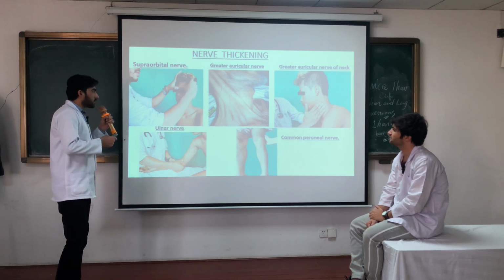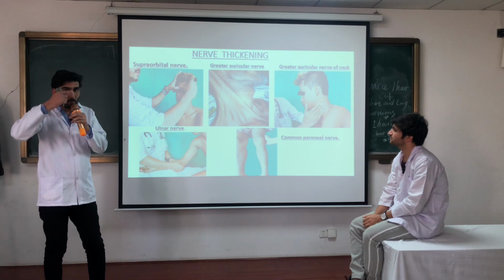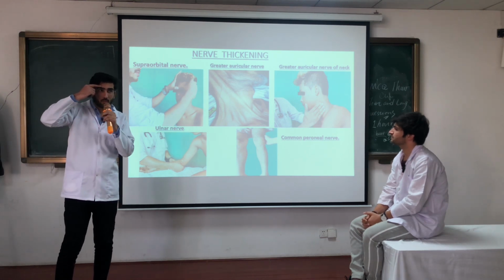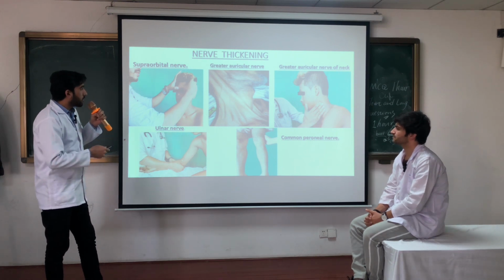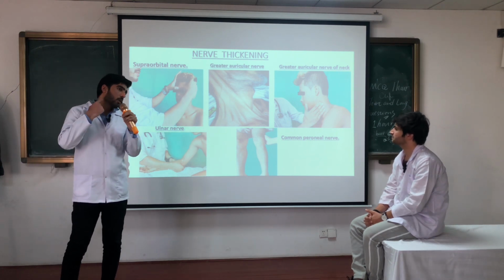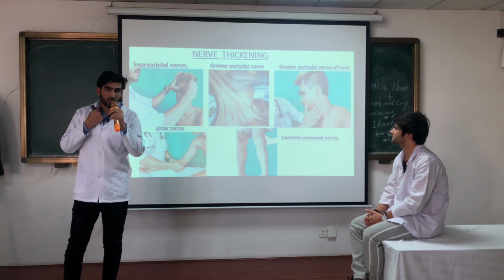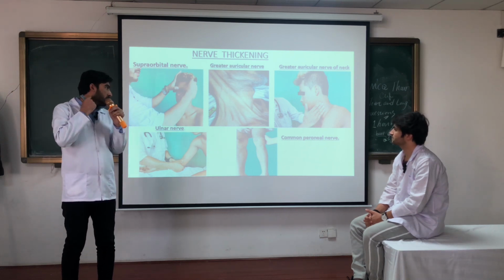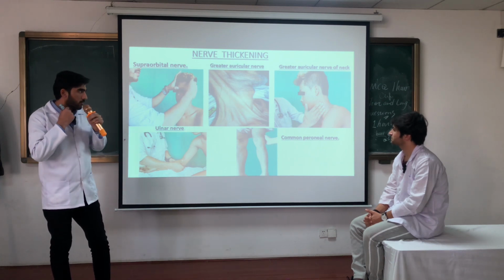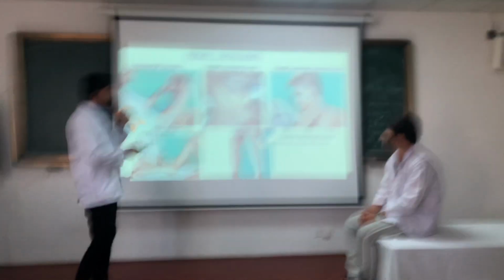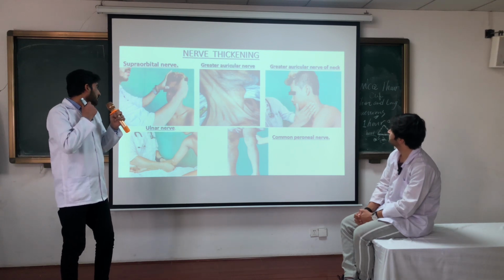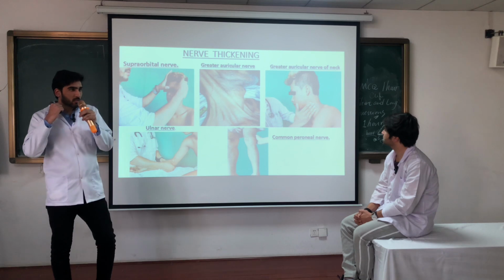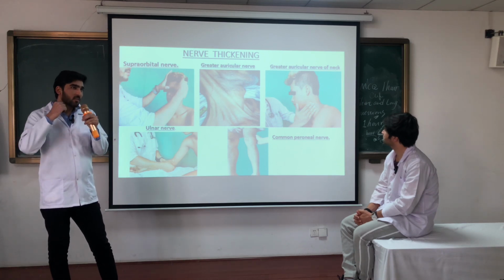Supraorbital nerves we can see because the supraorbital nerves supply this area, so we can easily palpate if there is any thickening of the supraorbital nerve. And also the greater auricular nerve, because the greater auricular nerve crosses the sternocleidomastoid muscle, so we can easily palpate after stretching this muscle. And the next is the greater auricular nerve of the neck. After moving the head to one side, when the sternocleidomastoid muscle stretches, we can easily palpate.